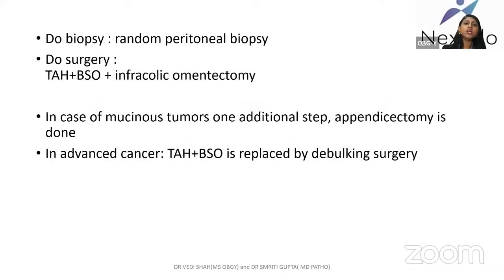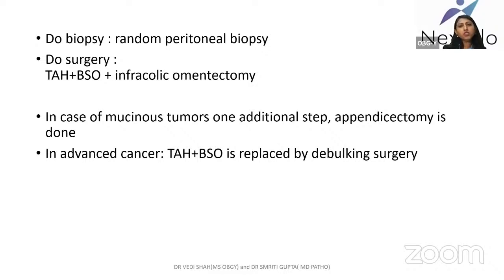So that's very important. You go for the random peritoneal biopsy, and you have to remove the whole of the uterus along with both sides fallopian tube and ovary, which is called the bilateral salpingo-oophorectomy, and the infracolic omentectomy is also to be done.